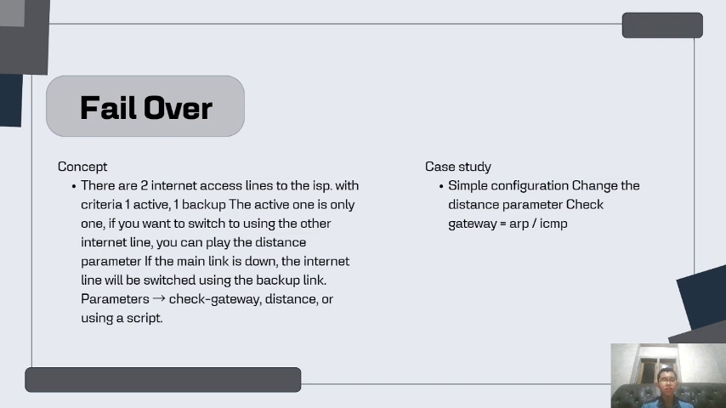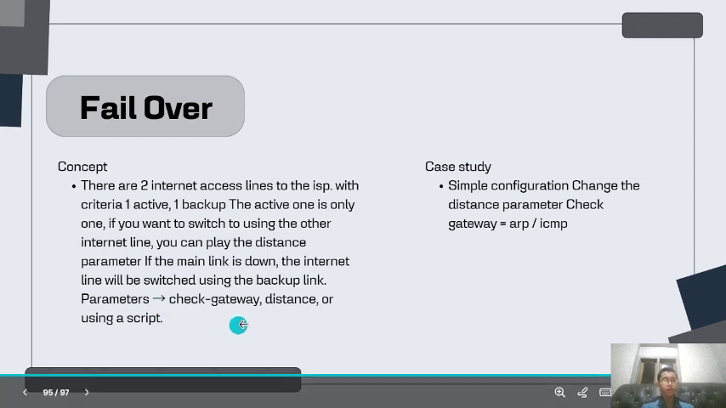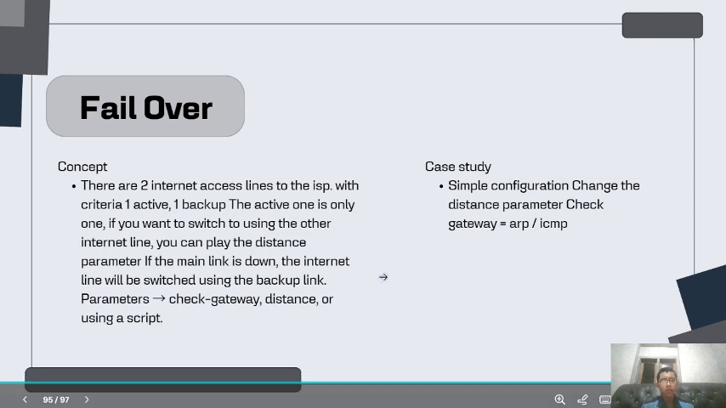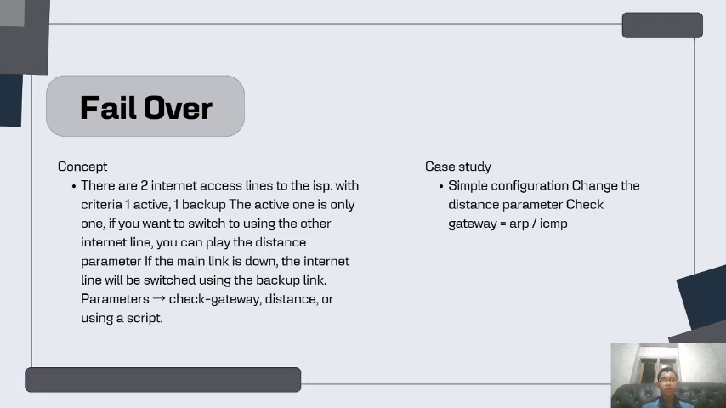And to configure the priority, you can go to the parameters, and then there is check distance, and there is distance, or you can use a script. Next I will do the case study, which is a simple configuration changing the distance parameter and the check gateway, ARP or ICMP.